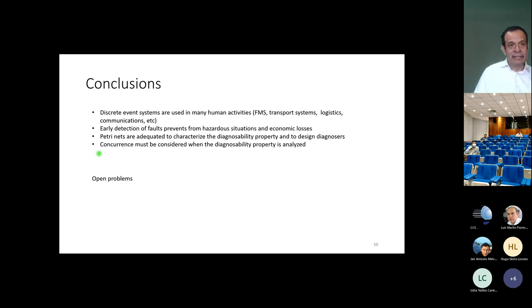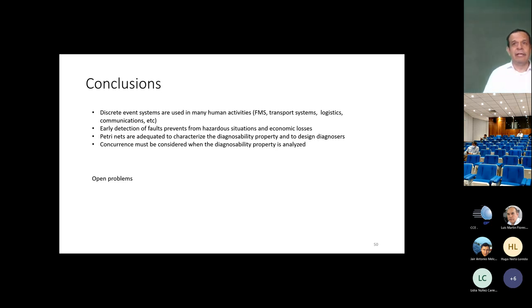that Petri nets are a formal tool that can be used to model these distributed systems, to characterize the diagnosability property, and also to design diagnosers for these distributed systems. And also that it is important to consider concurrence in this kind of language, and we can characterize this property using Petri nets.